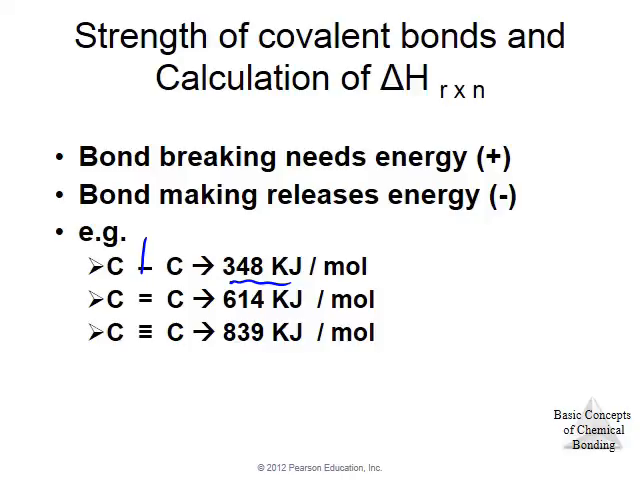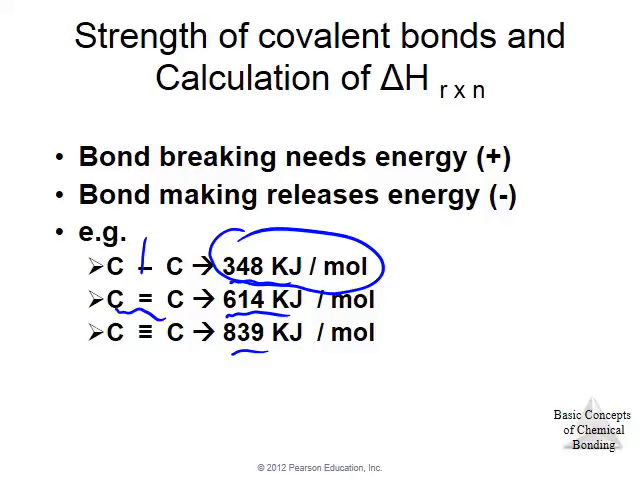When there is a double bond, in order to break that carbon-carbon double bond, I need to apply 614 kilojoule for every mole of double bonded carbon. Similarly, for triple bonded carbon, the energy would be 839 kilojoule per mole. Now, these are bond breaking energies. What would happen if I'm making those bonds? For example, if I bring 2 carbon atoms and make a single bond, it would be just the opposite sign. Bond breaking needs energy, bond making gives off energy.